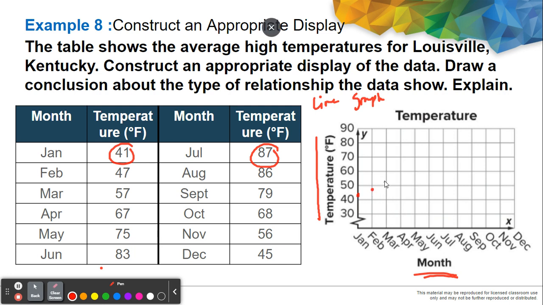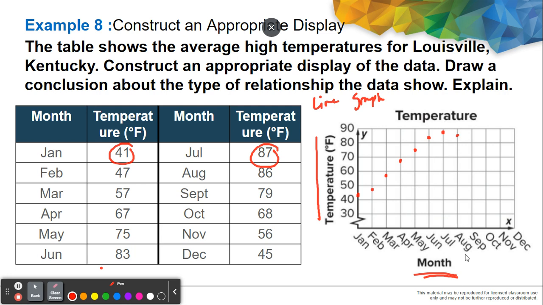March is 57, so here. April is 67, it's here. May is 75, so May is 75, it's in the middle. June, we have 83, so June is 83 here. We have July, 87, so let's say it's here. August, 86.